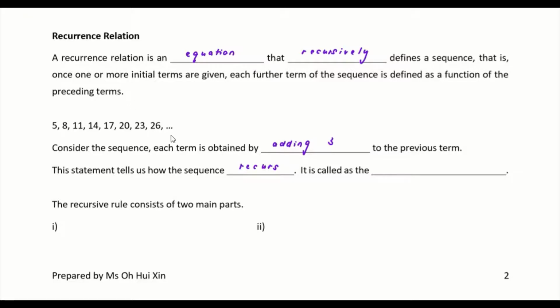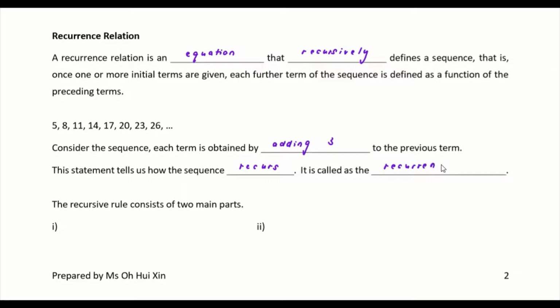So which means, for example, I know what I need to do to get the next term: it's always adding 3 to the previous term. So you can imagine that this process will just never end, right? You can keep on adding 3 to the previous term until you get a very big number, until you reach infinity. You get what I mean, right? So this idea, the statement telling us how you get the next term, is called the recurrence relation. Okay, so this is the idea.